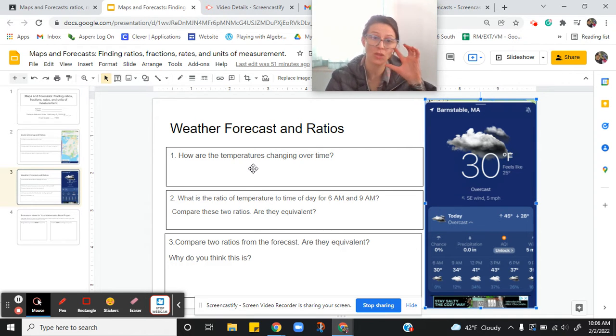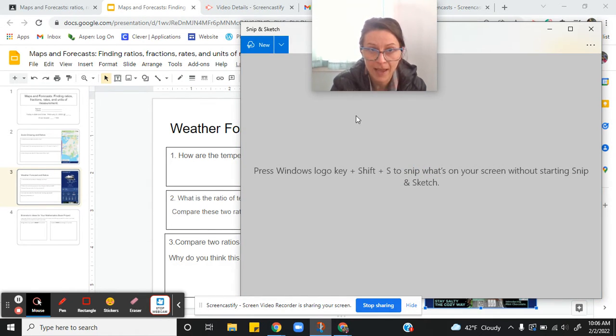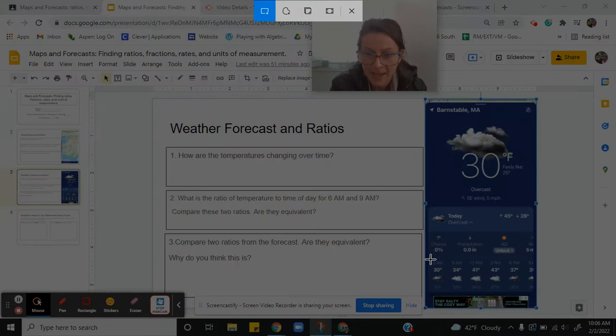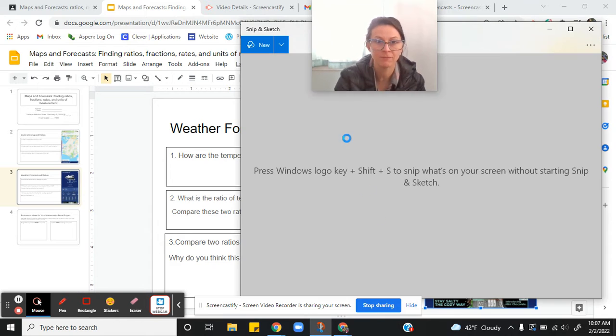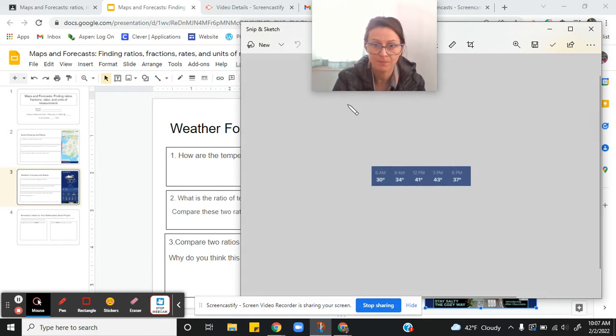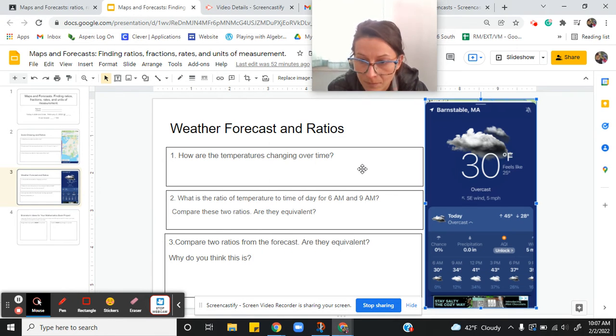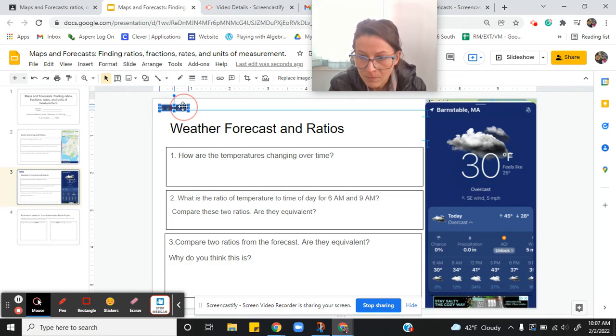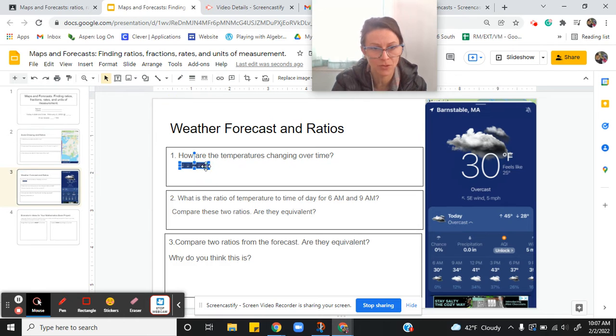We can think about how temperatures are changing over time in a forecast. Here we see that at 9 a.m., the temperature is expected to be 34 degrees. 12 p.m., 41 degrees. 3 p.m., 43 degrees. 6 p.m., 37 degrees Fahrenheit.